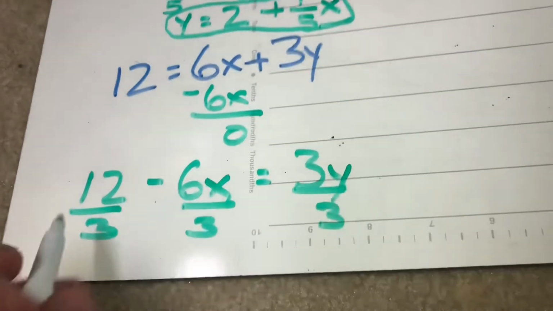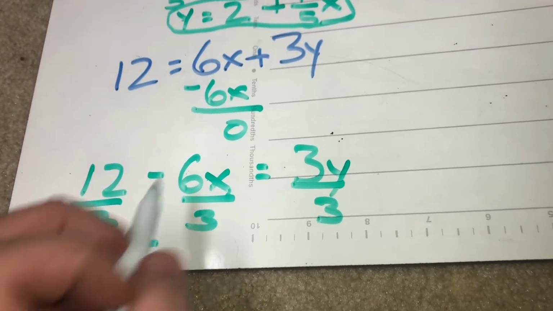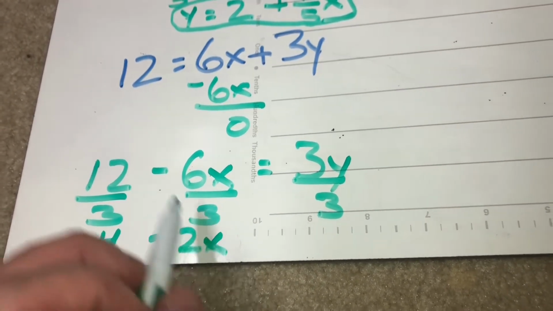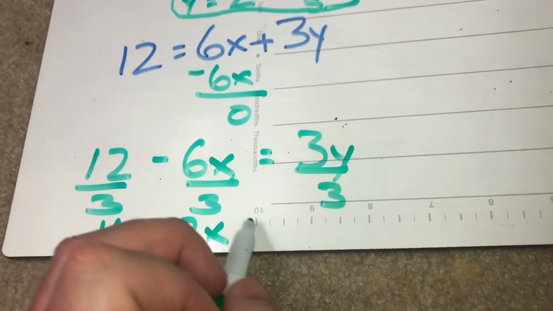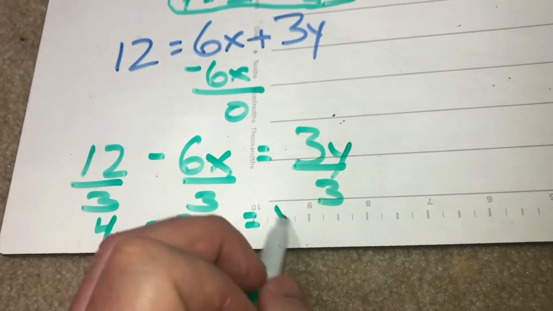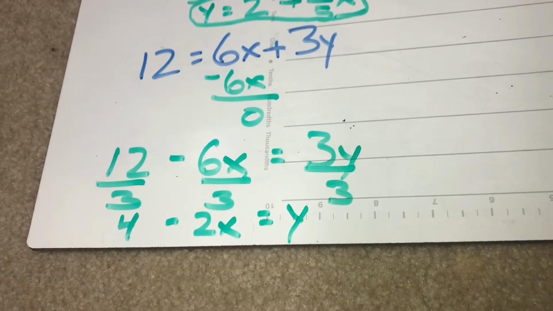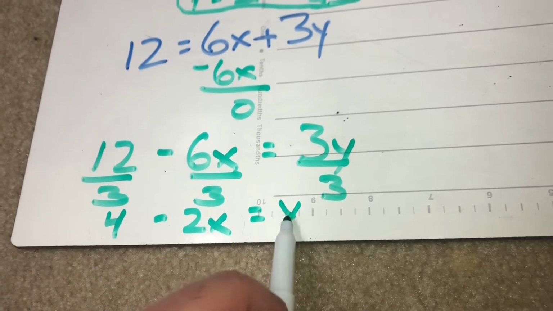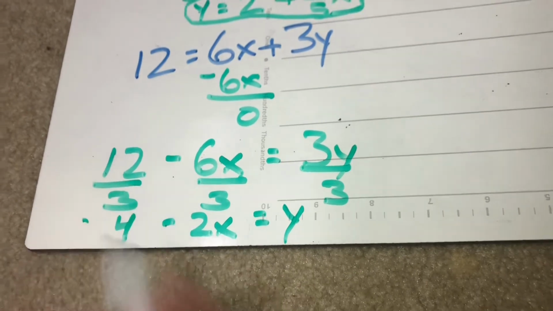Well, 12 divided by 3 is 4. 6x divided by 3 is 2x. It's a negative. 6 divided by 3 is 2. Then bring the x down. 3y divided by 3 equals y. And if you had y equals 4 minus 2x, you could do that. If it read y equals negative 2x plus 4, you could do that too.